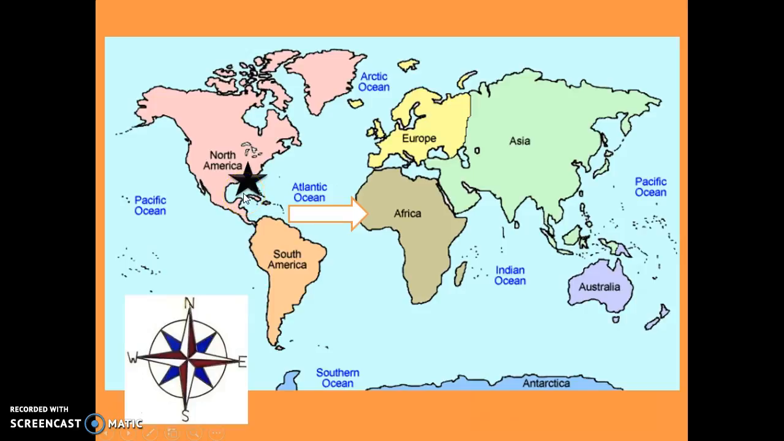Here is a star in North America where we live. We're going to be going this direction over here to Africa, so we are going to be traveling east across the Atlantic Ocean. There are 7 continents and 5 oceans: Pacific Ocean, Atlantic Ocean, Arctic Ocean, Indian Ocean, and the Southern Ocean. So those are some things that you can be working on at home to see if you can memorize all of the continents and the oceans of the earth. And as I said, we live here in North America. That is our continent.